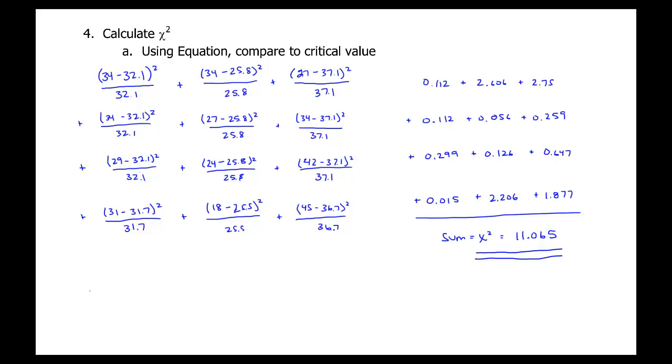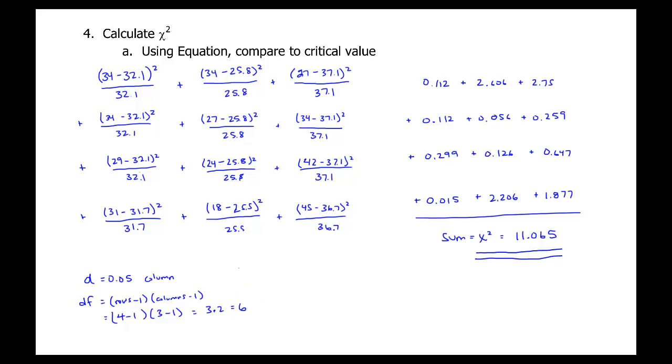So we need to know a critical value. So in our table for chi-squared, we use the column for alpha is 0.05. Our degrees of freedom is number of rows minus 1 times number of columns minus 1. And there were 4 rows and 3 columns. And that gives us 3 times 2, which is 6.